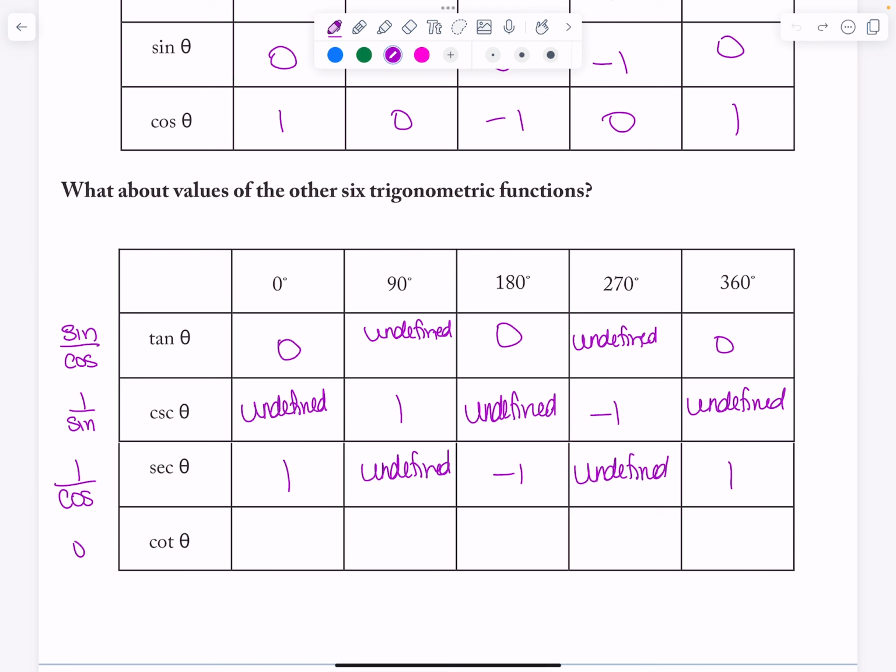Cosine over sine. So that is undefined, 0, undefined, 0, and undefined.